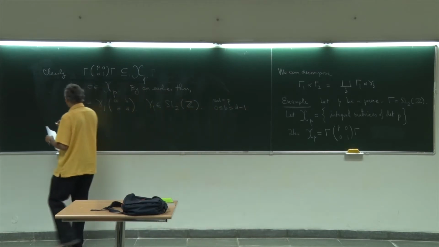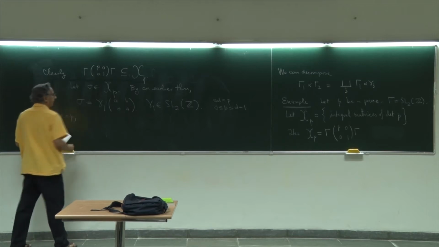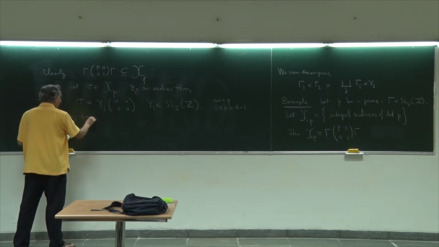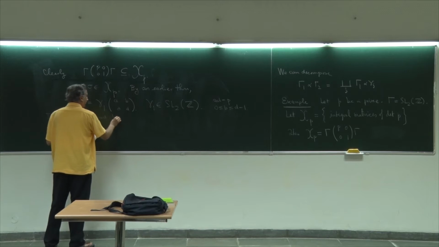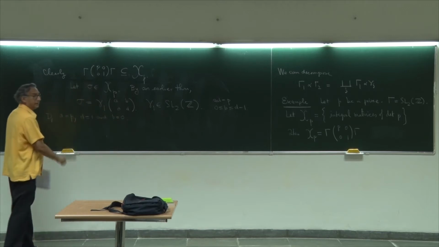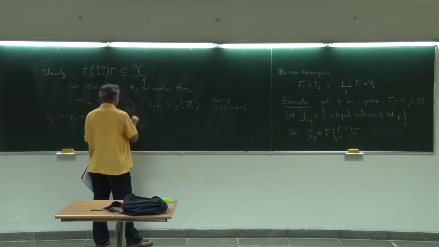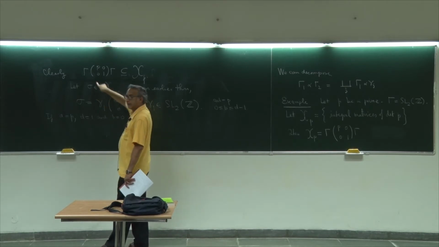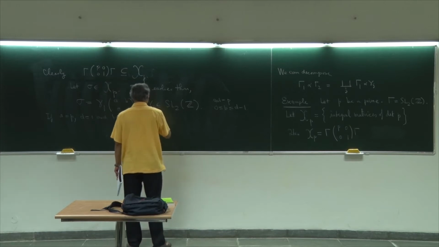If a equals p, then d has to equal 1 because d times a has to be p. So d equals 1, and b is 0. So we're done in that case. So what am I trying to prove? I'm trying to prove every element here can be written as an element in here. Thus σ is in this double coset.